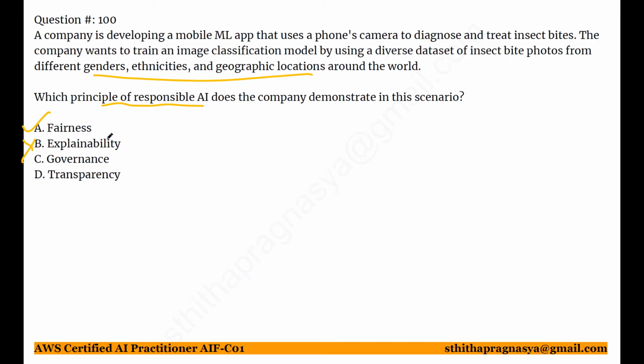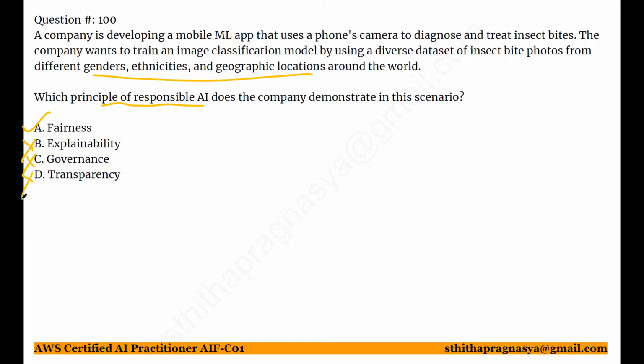And governance in AI involves establishing policies, frameworks, and oversight to ensure responsible development and deployment of AI systems. While governance may support the use of diverse data sets, it does not directly describe the company's action of collecting diverse data to reduce bias. So this is also not correct, as this scenario focuses on fairness, not governance structures.